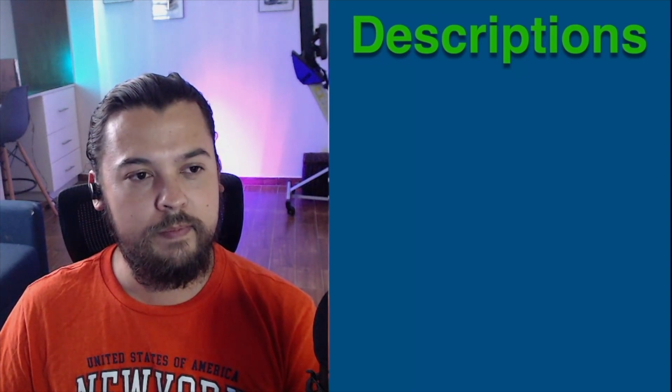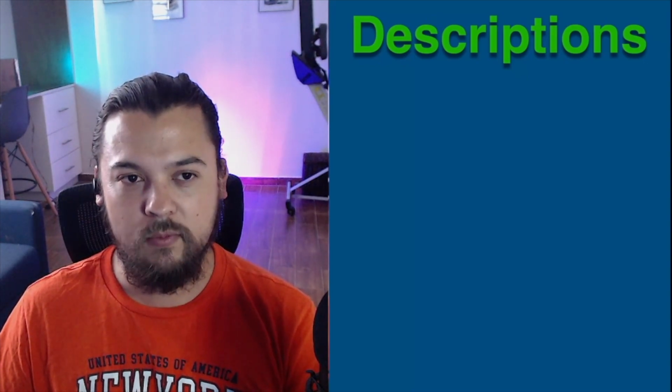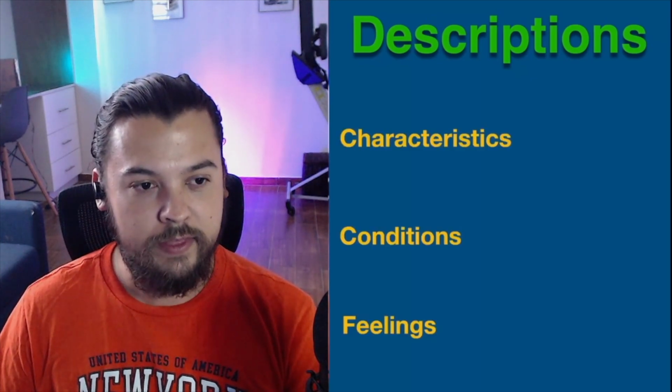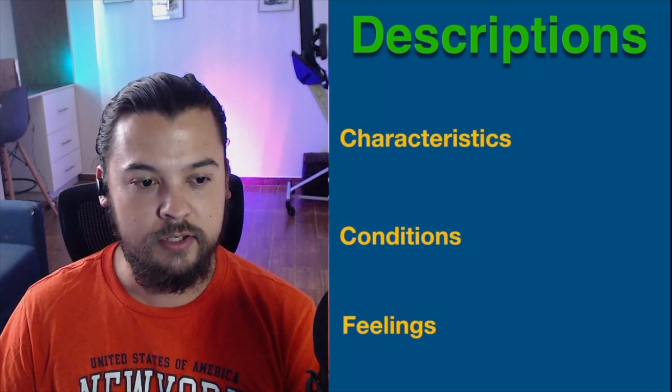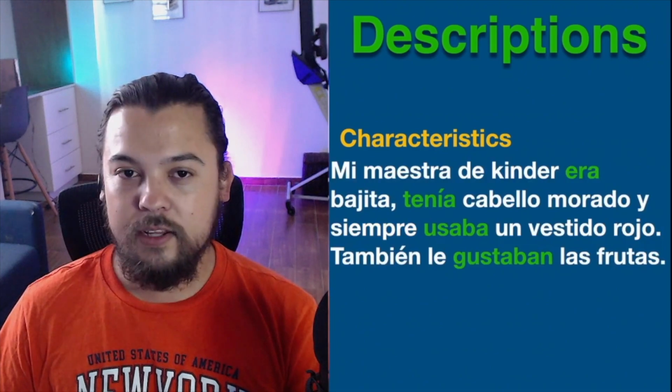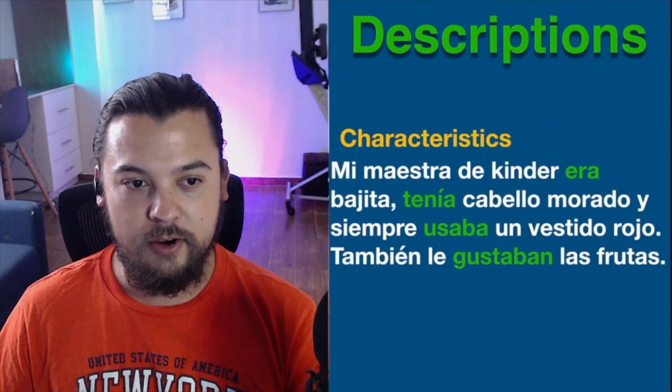Particularly when you describe someone in past, let's say that you describe your kindergarten teacher. So that happened many, many years ago, and you describe how she looked like. Or you describe how the condition of a place was, or you can describe your feelings. That's why descriptions can be used with 3 things: characteristics, conditions, and feelings. Characteristics, like I said, you can describe your teacher from kindergarten.